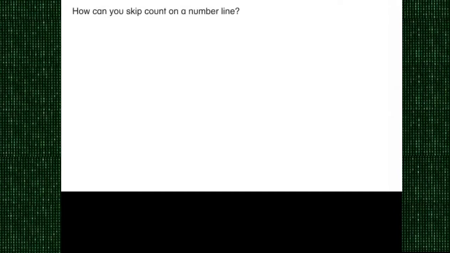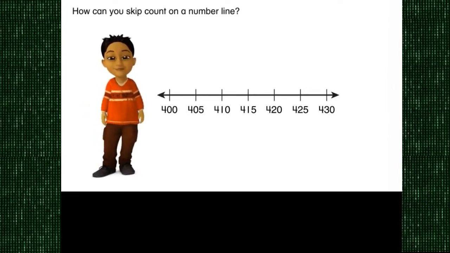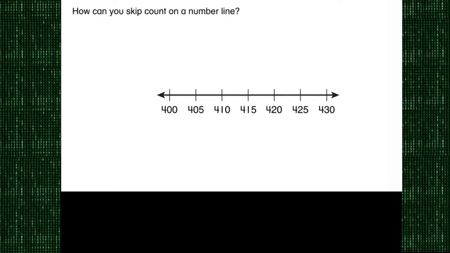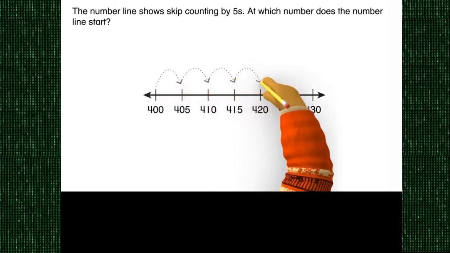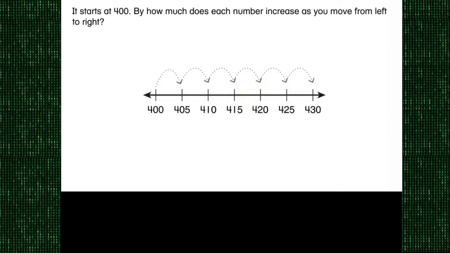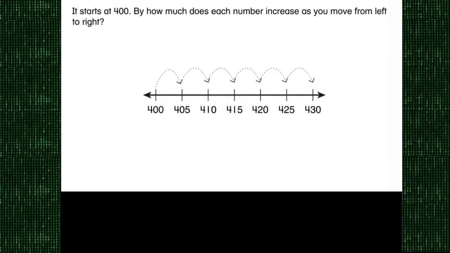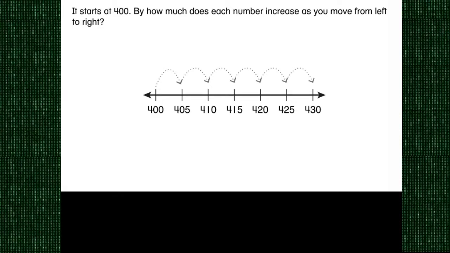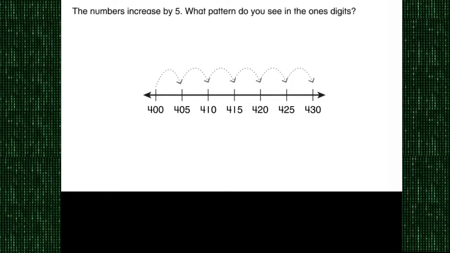So now let's watch this little explanation from someone else. How can you skip count on a number line? Let's find out. The number line shows skip counting by fives. At which number does the number line start? It starts at 400. By how much does each number increase as you move from left to right? The numbers increase by 5.